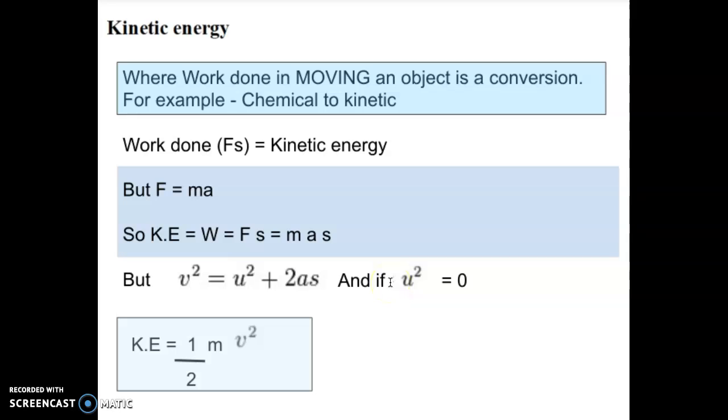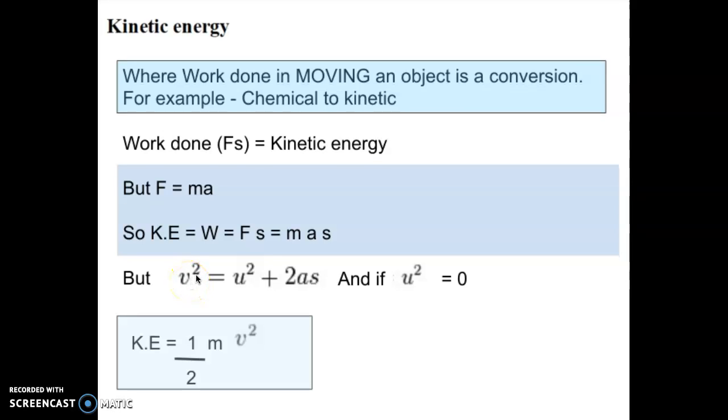If we apply the equations of motion at this stage, what we can find is the following. If v² minus u² is equal to 2as, and the initial velocity is 0, then what we're left with is v² is equal to 2as. Now, if v² is divided by 2, we'll be left with as on its own. So as is now equal to v²/2.